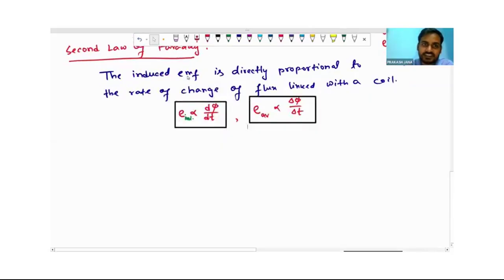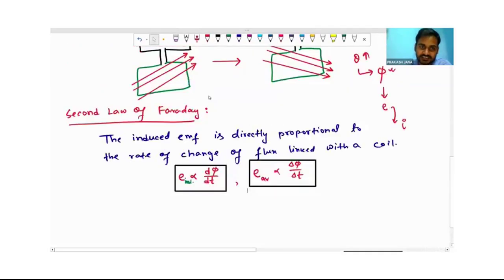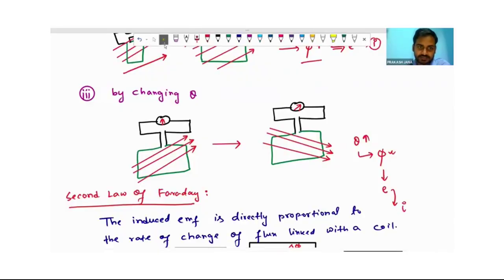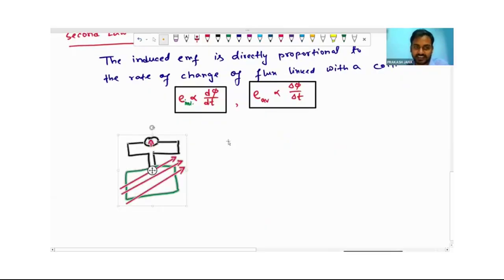It says that the rate of change of flux will be proportional to the induced EMF. Okay, so suppose like earlier, I'll take the earlier cases as an example. So this was our example. Here the magnetic field lines are associated with a coil, the green color coil, and to measure the current or to somehow get a measure of EMF, we can take the help of this galvanometer. Now suppose here there is no induced EMF. Okay, there is no induced EMF.